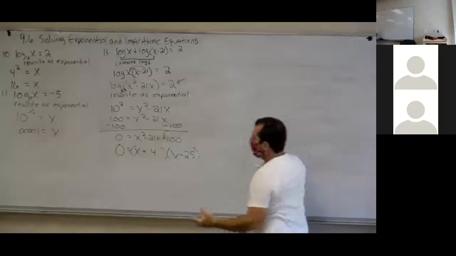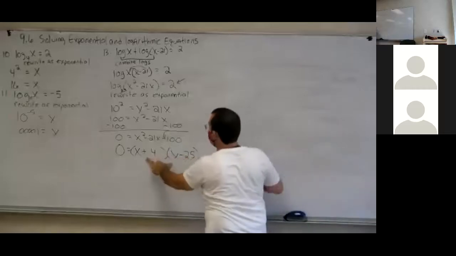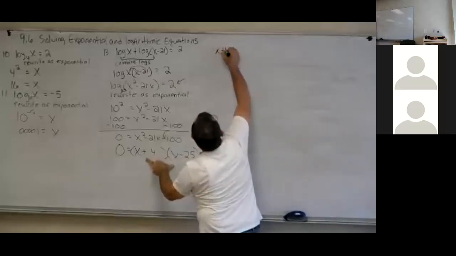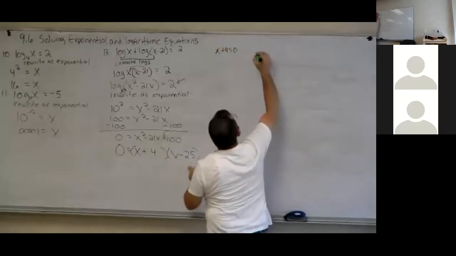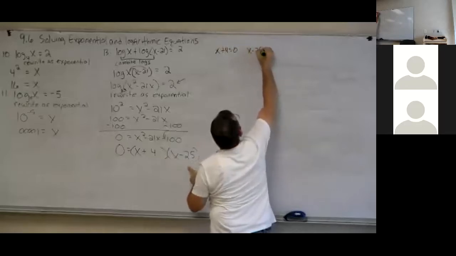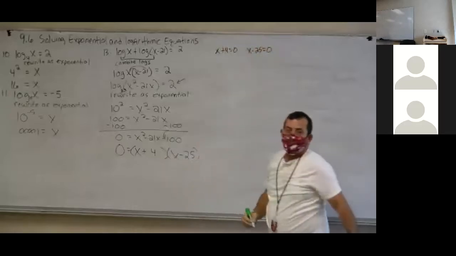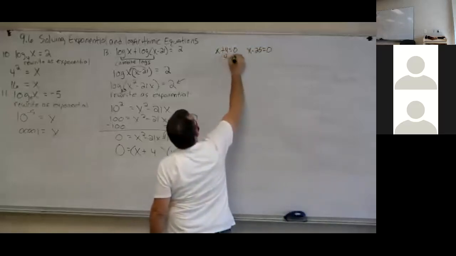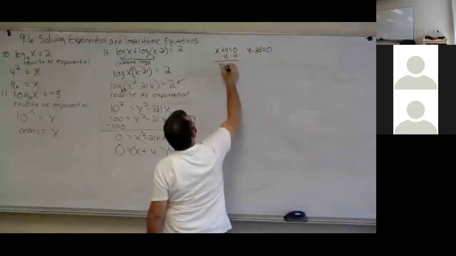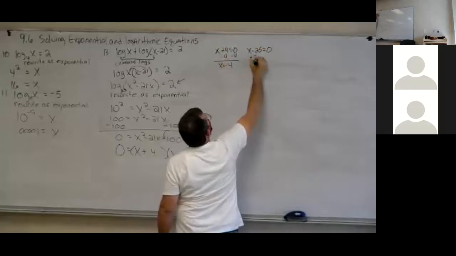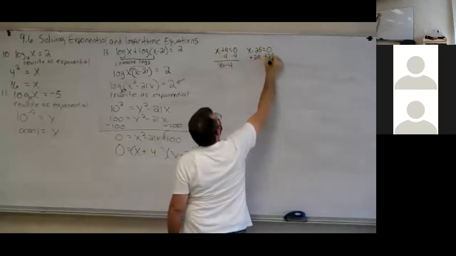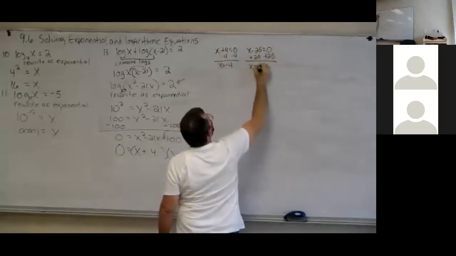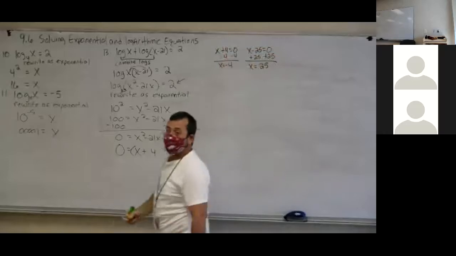But remember, when you solve them, all you're doing is changing the signs of these. So I'm going to set x plus 4 equal to 0, x minus 25 equals 0. So let's see, the first one I'm going to subtract 4 from both sides. I get x is a negative 4. Second one, I'm going to add 25. And I get x is a positive 25.